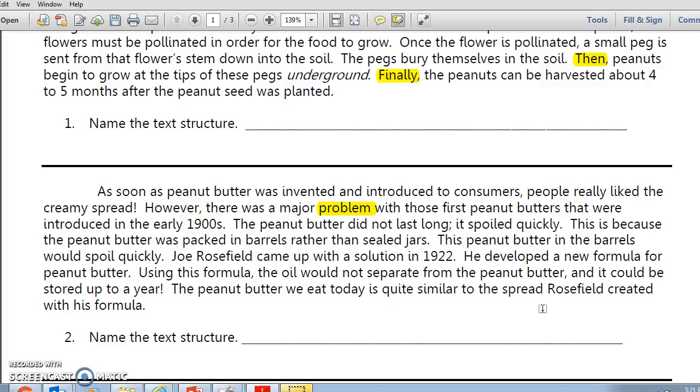Well, first, that was pretty easy considering it said there is a major problem. So what do you think it is? Reeves, do you have an idea? Problem and solution. Problem and solution is correct. You name that text structure.